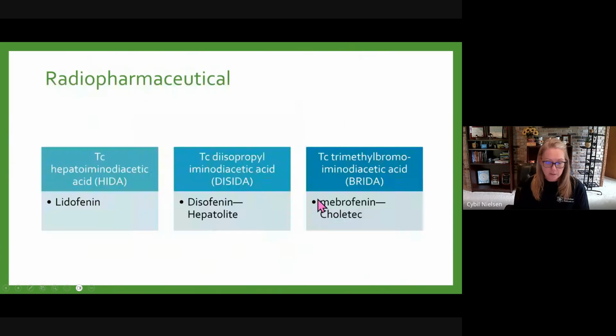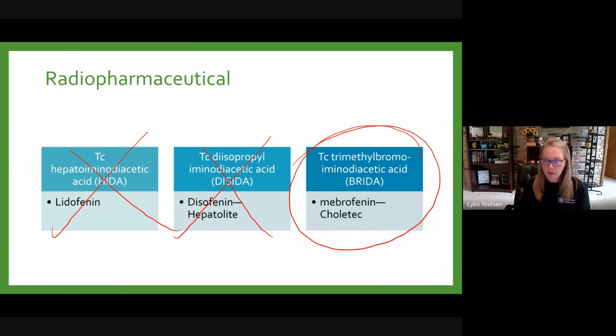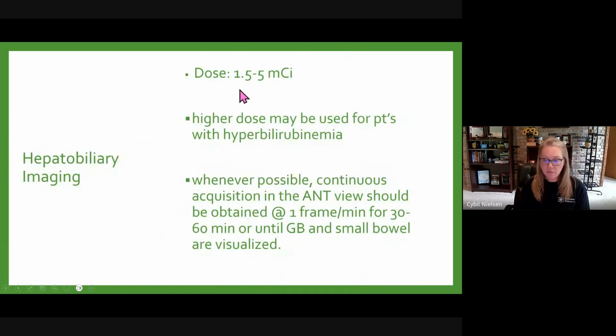All right, so I'll skip through that. Okay, this no more, this no more. This is the only one we have, mebrofenin. And we're going to give anywhere between 1.5 and 5 millicuries. If the patient has hyperbilirubinemia, so a high bilirubin level, then we need to give them extra Tc mebrofenin, because the mebrofenin is going to be competing with the bilirubin, which is high in the patient. So we have to give them extra. It's going to take longer for it to get into the gallbladder just because their bilirubin level is elevated.